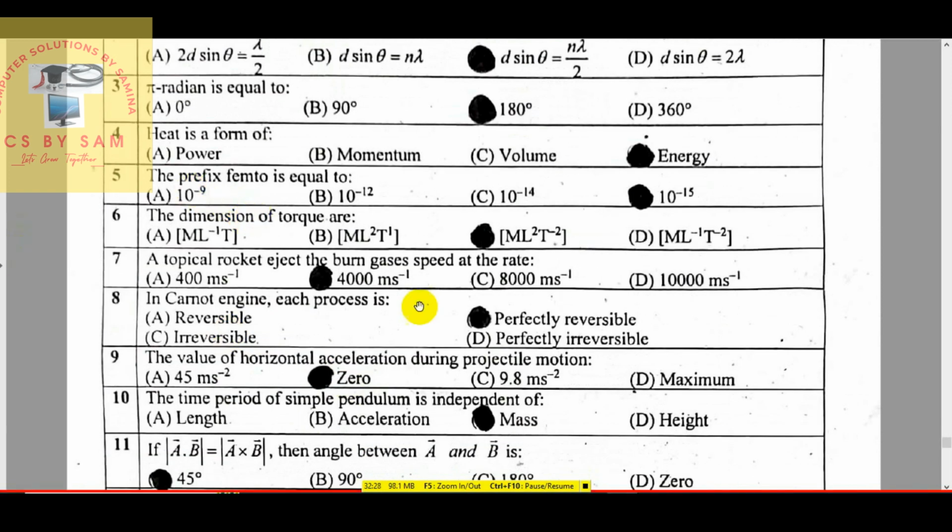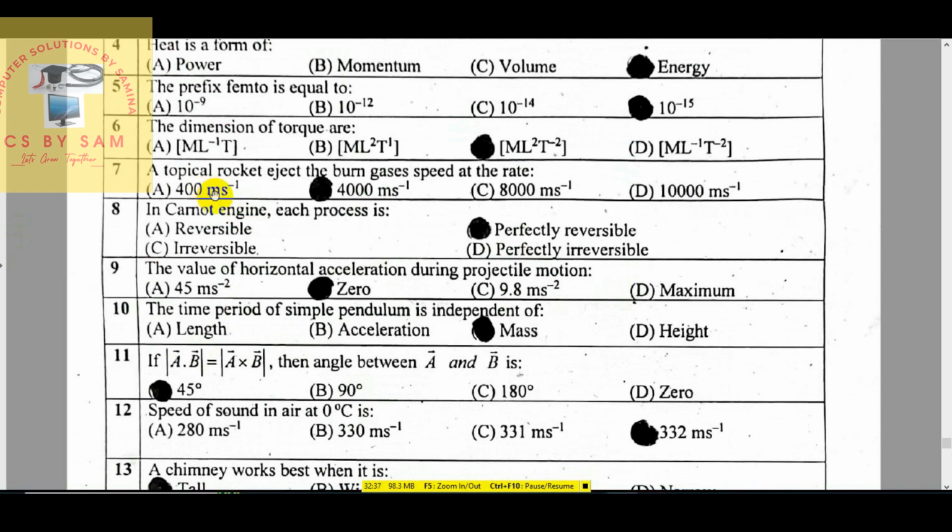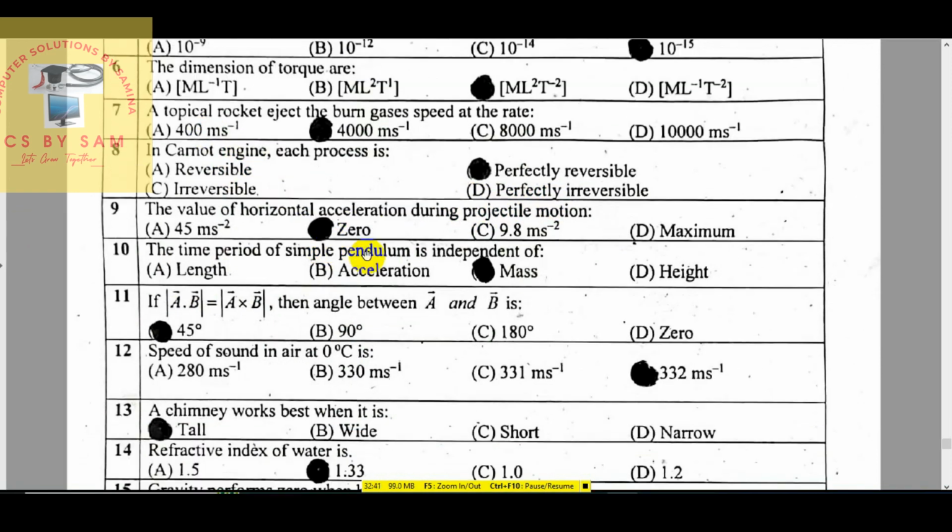The dimension of torque are this one. A typical rocket ejects the burnt gaseous speed at the rate of 4000 meter per second. In Carnot engine, each process is perfectly reversible. The value of the horizontal acceleration during projectile motion is 0. The time period of the simple pendulum is independent of mass.